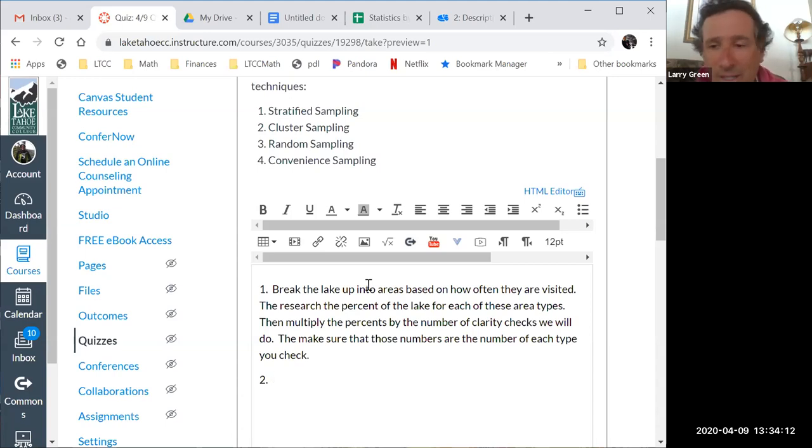Okay, let's do cluster sampling. Who remembers what cluster sampling is?